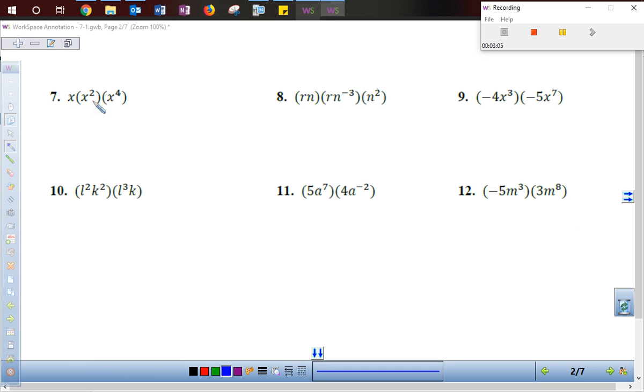On number 7, here I have 3 terms, but it's not a big deal. They're all the same base. So I have x to the 1st times x to the 2nd times x to the 4th. I'm going to add all 3 of those exponents together, and I'm going to get x to the 7th.